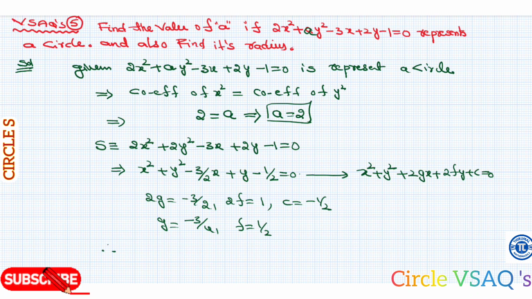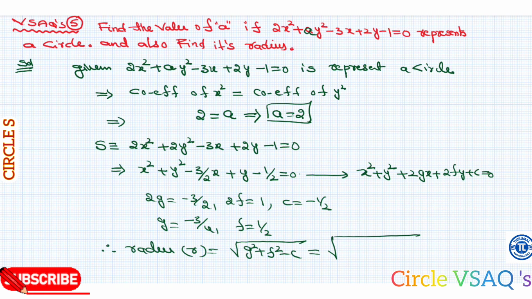Now write the radius: r equals the formula, root of g² + f² - c. Now substitute the above three values here. Root of (-3/4)² is 9/16, plus 1/4, minus c is minus into minus 1/2, so plus 1/2, then we get the radius of the circle is root 21/4.